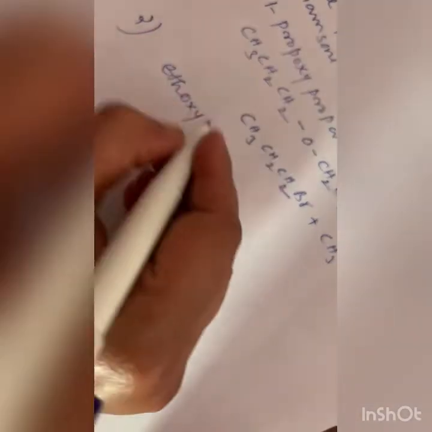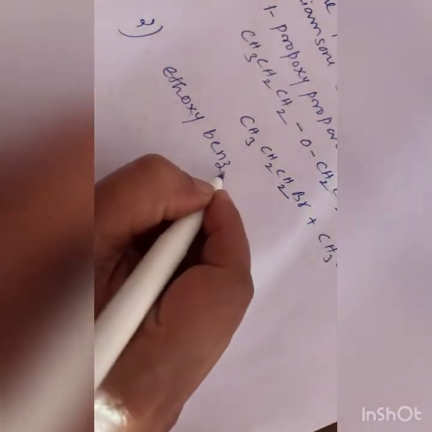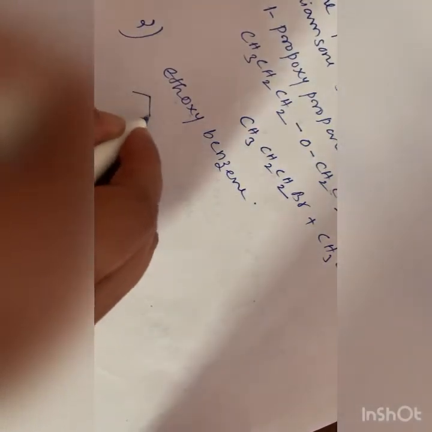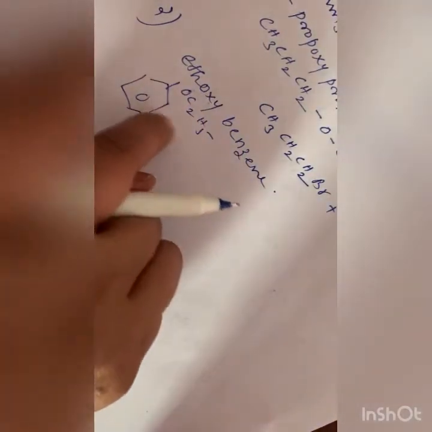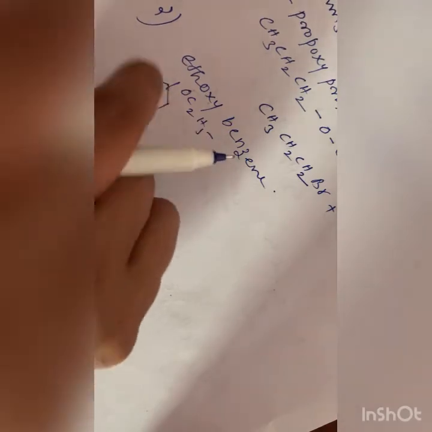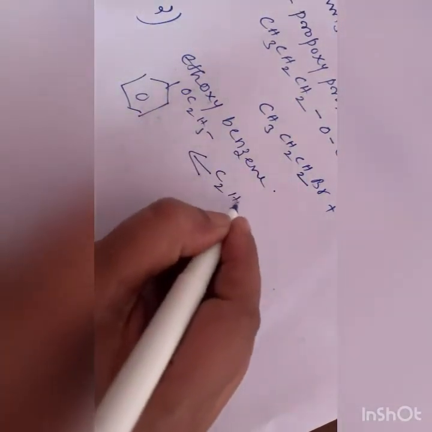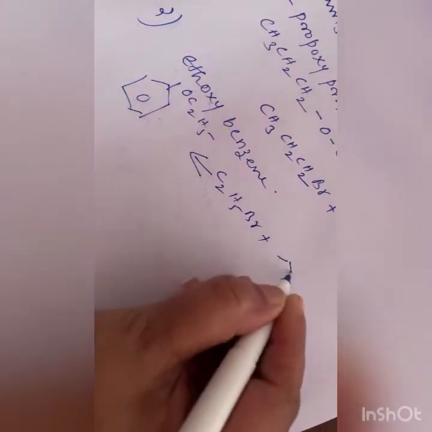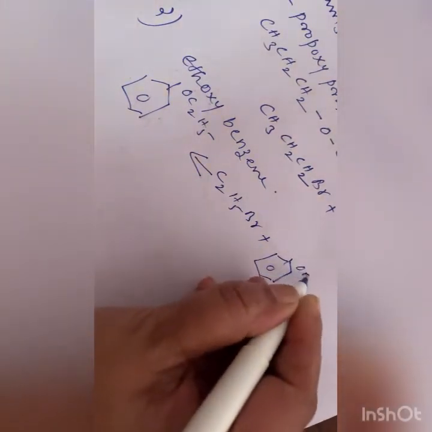Now second one, ethoxybenzene. So the ethoxy benzene is OC2H5. This is ethoxybenzene. So one side is C2H5 and one side is benzene ring. So what you have to do, C2H5 should come from primary halide, C2H5Br plus benzene ring with ONa is the product, ethoxybenzene.